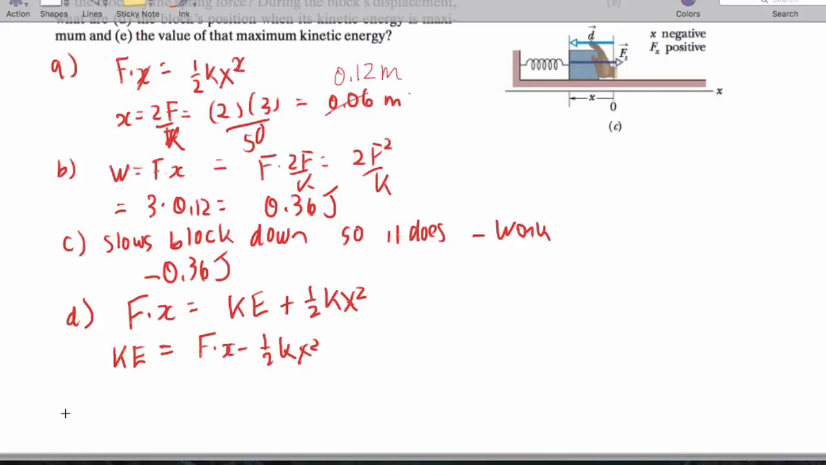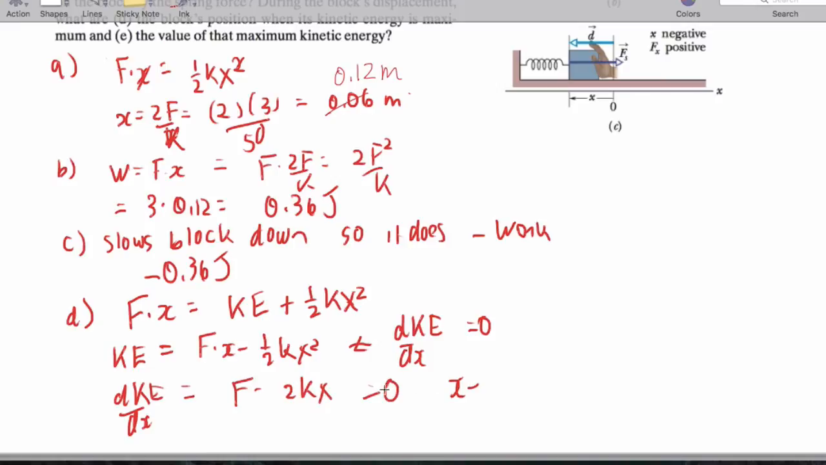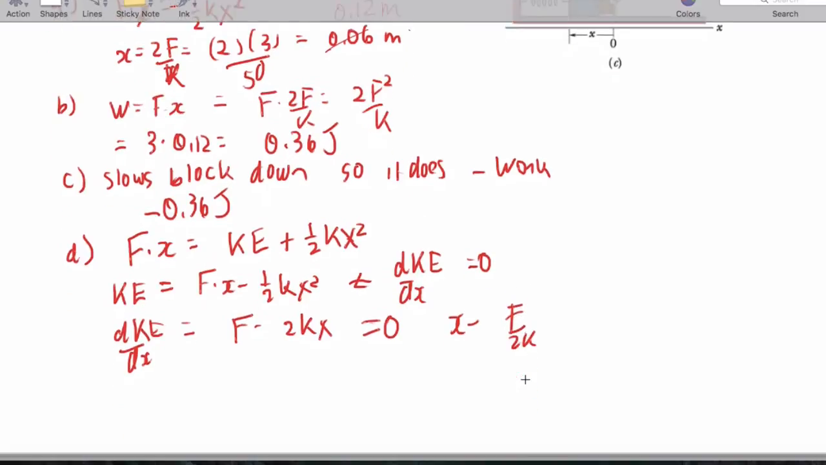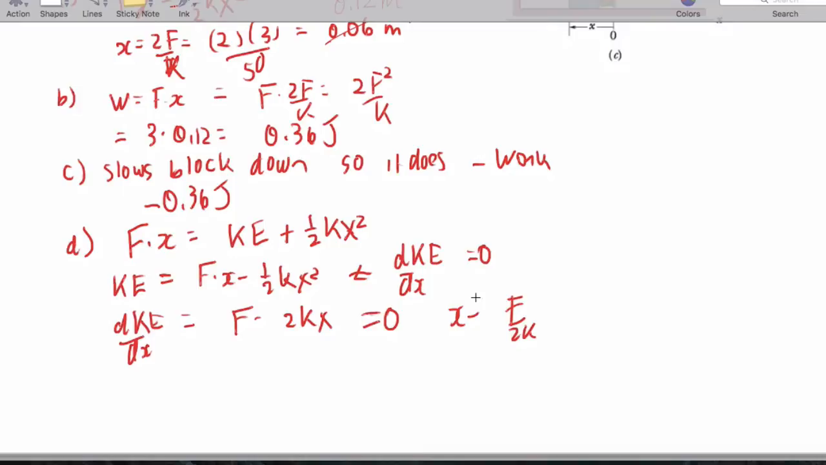And now what we're going to do is maximize this function. So we'll take dKE/dx and set it equal to 0. So when we do that, that's going to give us F minus 2kx. We'll set that equal to 0. And x is going to equal F over 2k. Let's plug in our numbers and see how that works out.